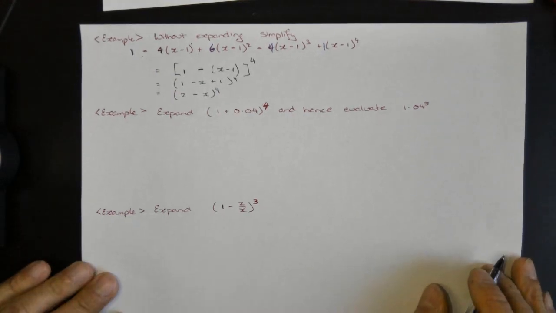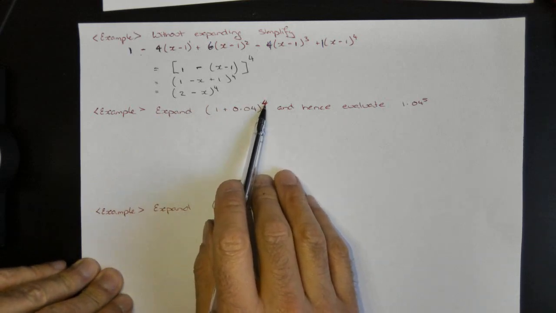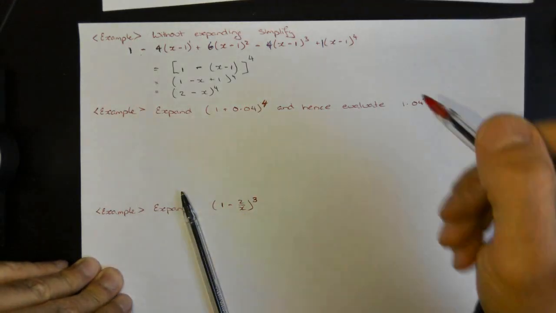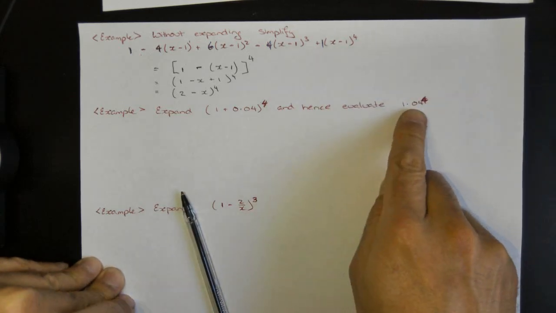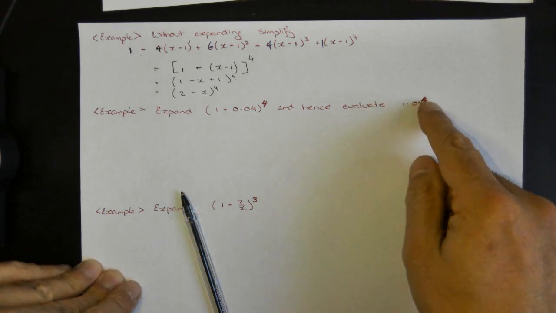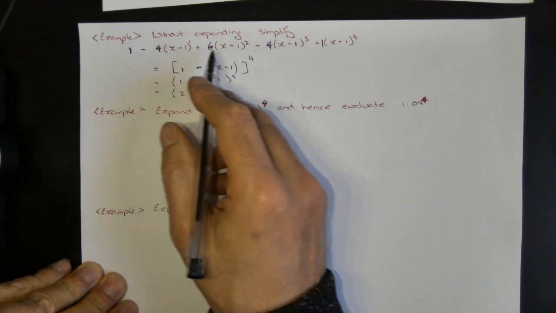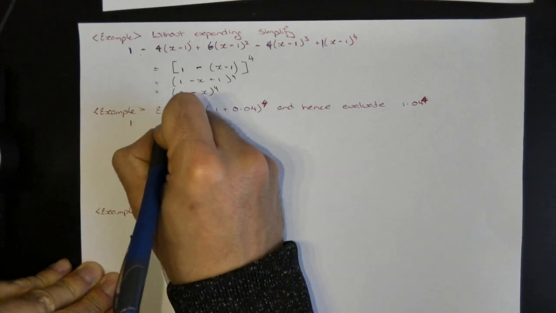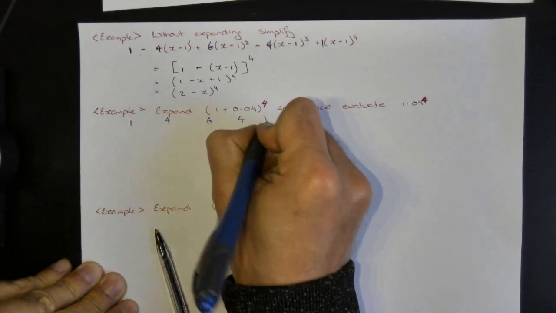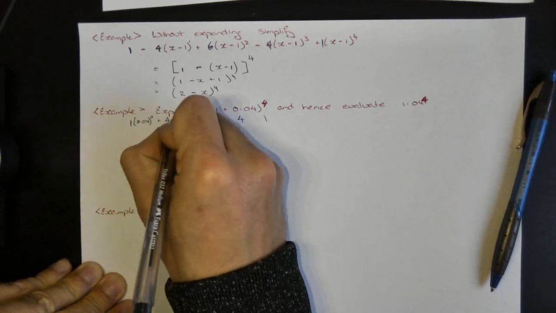If I want to expand 1 plus 0.04 to the power of 4, that should be the same number, and we want to evaluate 1.04 to the power of 4. If you notice, 1 plus 0.04 makes 1.04. We can use the same situation. We've got the coefficients 1, 4, 6, 4, 1. The last term is 0.04, and it's positive.